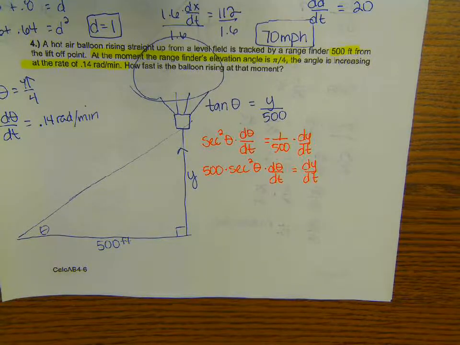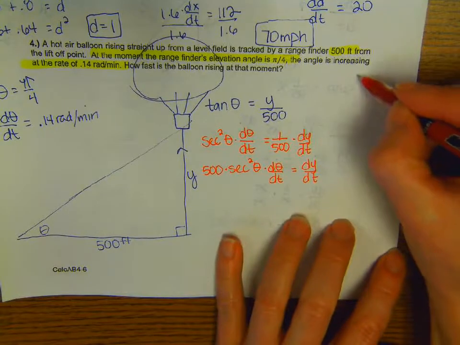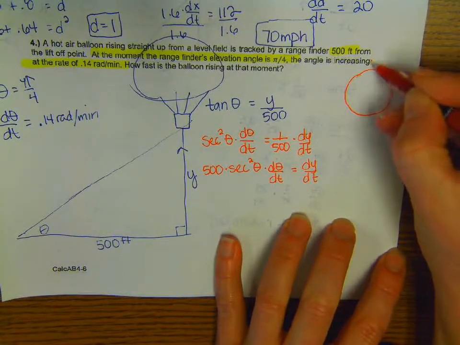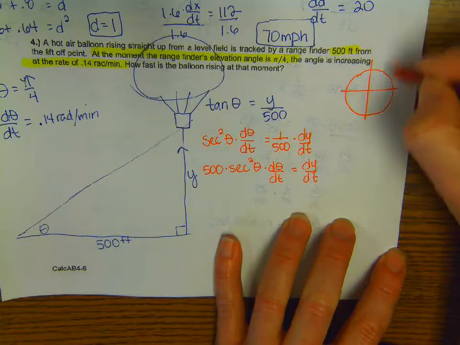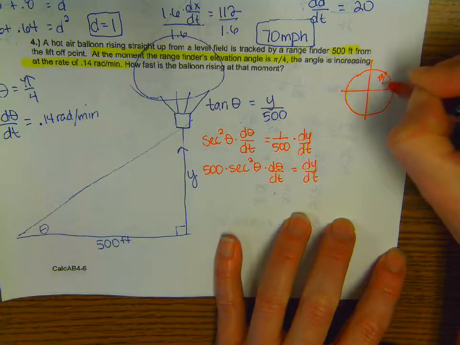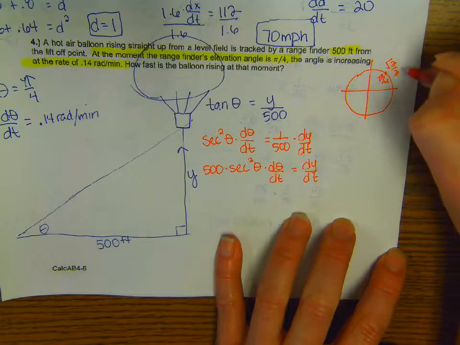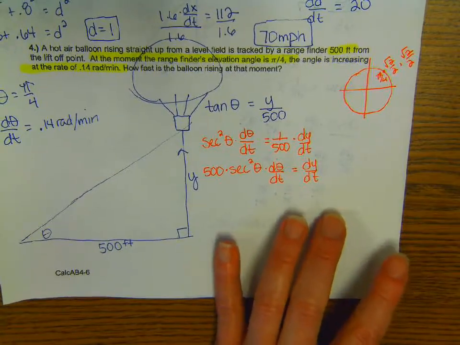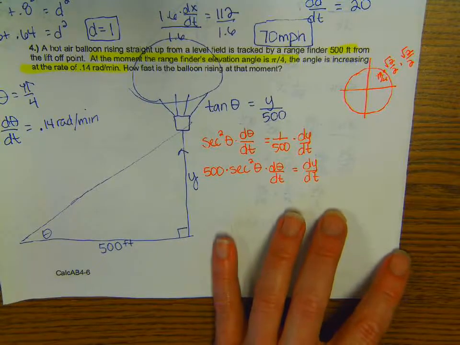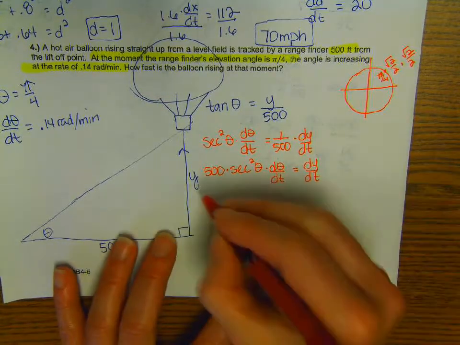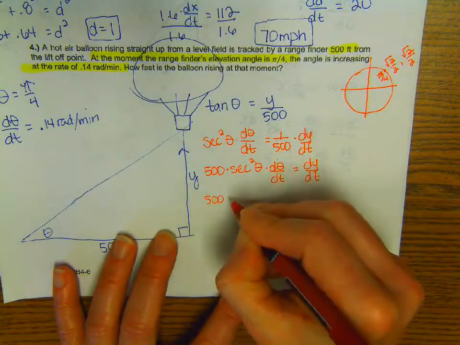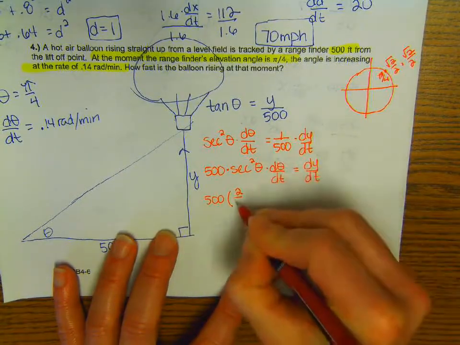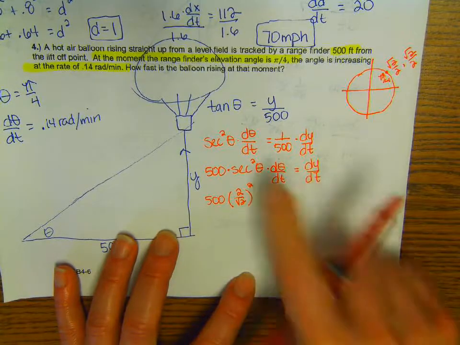So, what is theta? Pi fourths. So, at pi fourths, let's use the unit circle here. The cosine is root 2 over 2, and the sine is root 2 over 2. Secant is the reciprocal of what? So, let's flip the cosine, which is what? 2 over root 2, but then I need to square it. So that's how I do secant squared.